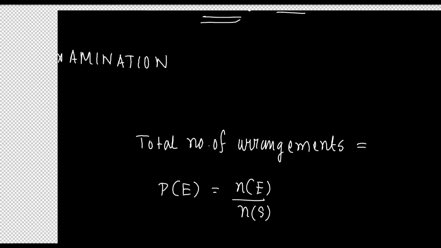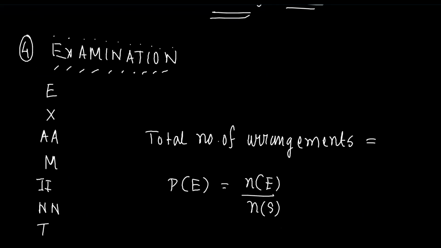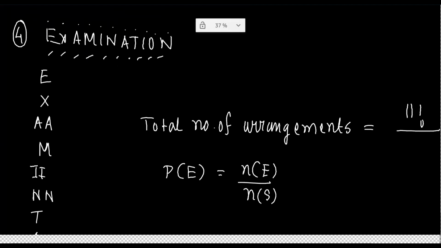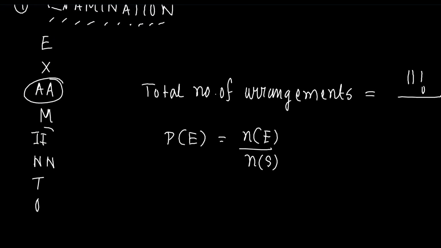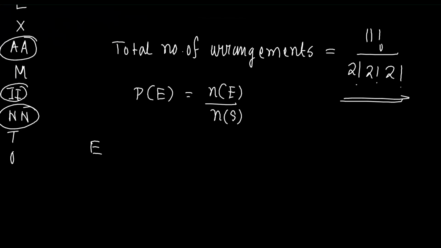Now see here, how many letters are there? 1 2 3 4 5 6 7 8 9 10 11. So 11 letters. So total number of arrangements will be what, 11 factorial by how many letters are repeated? This is 2, this is 2, and this is 2. So 2 factorial into 2 factorial into 2 factorial. So this will be the total number of arrangements. Now it is given that E be the event where M is at the fourth place.